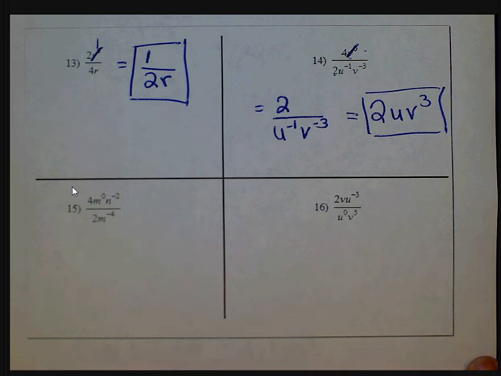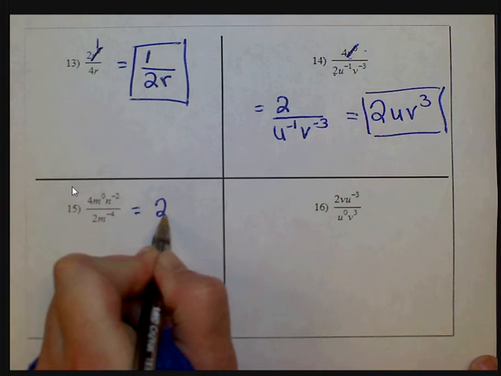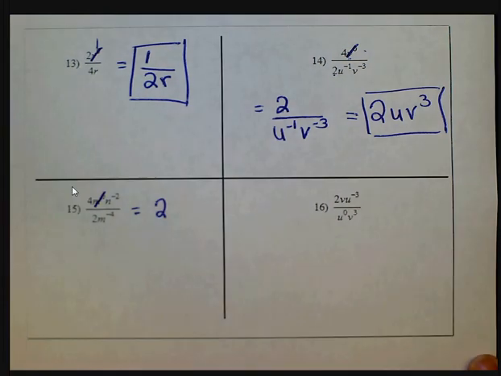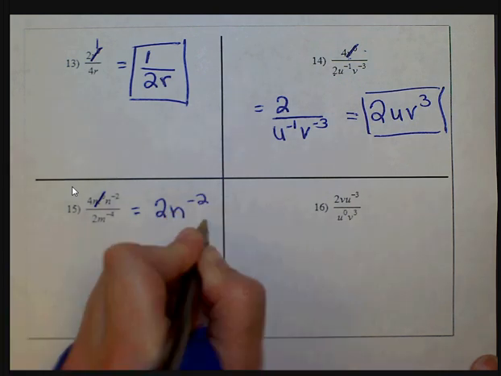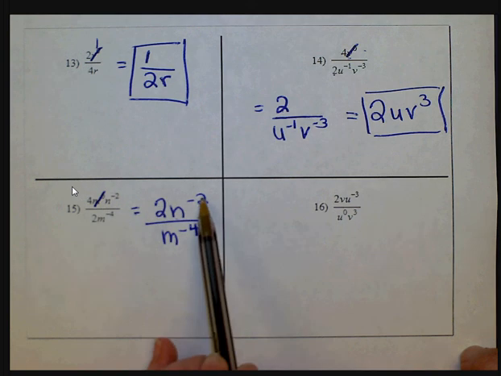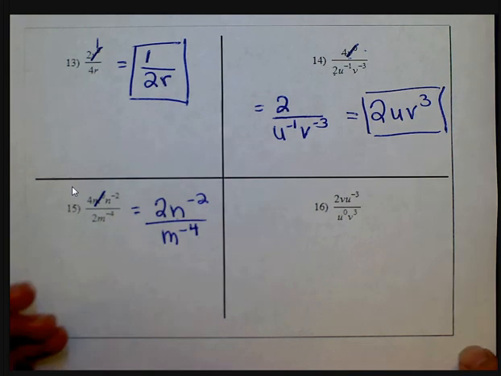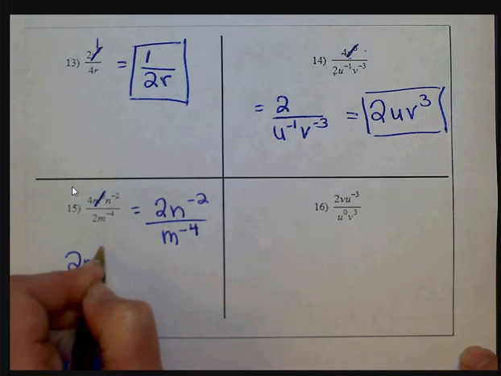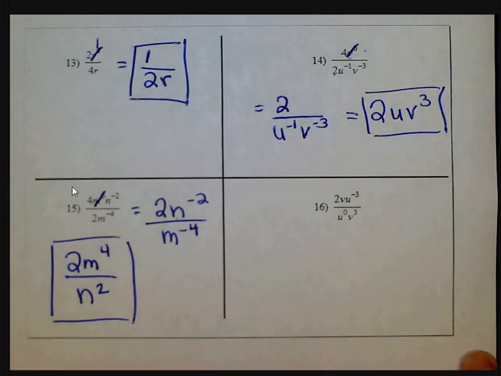All right, number 15. I have that 4 divided by 2 again. So 4 divided by 2 is just 2. The m to the 0 will cancel out because it's just a 1. So I'm left with n to the negative 2 divided by m to the negative 4. Right, there's nothing else to combine. I don't have any like bases, but I do have negative exponents, so they need to move. The n to the negative 2 on top needs to move to the bottom, and the m to the negative 4 on the bottom needs to move to the top. So this will end up being 2m to the 4th divided by n squared as your final answer.